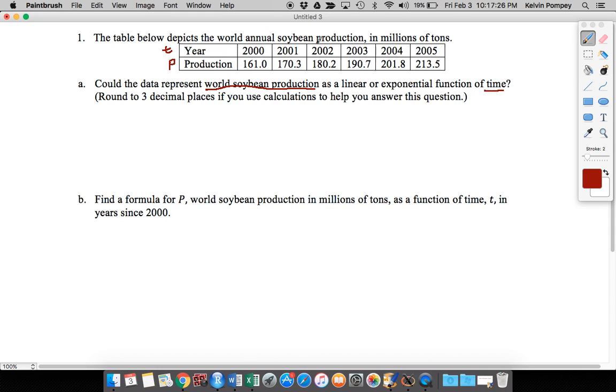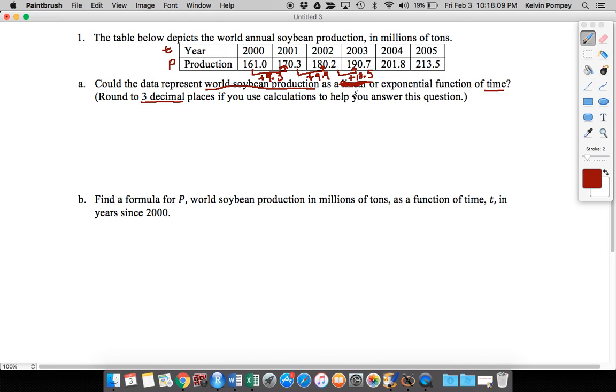Our independent variable, our inputs, are evenly spaced. If our outputs are evenly spaced, then we can say it's a linear function. Notice when I go from 161 to 170, that's a change of positive 9.3. From 173 to 180.2, that's a change of plus 9.9. I'm not adding the exact same thing each time. Here, that's an addition of 10.5. Since those numbers aren't the same up to 3 decimal places, I know that this is not a linear function.